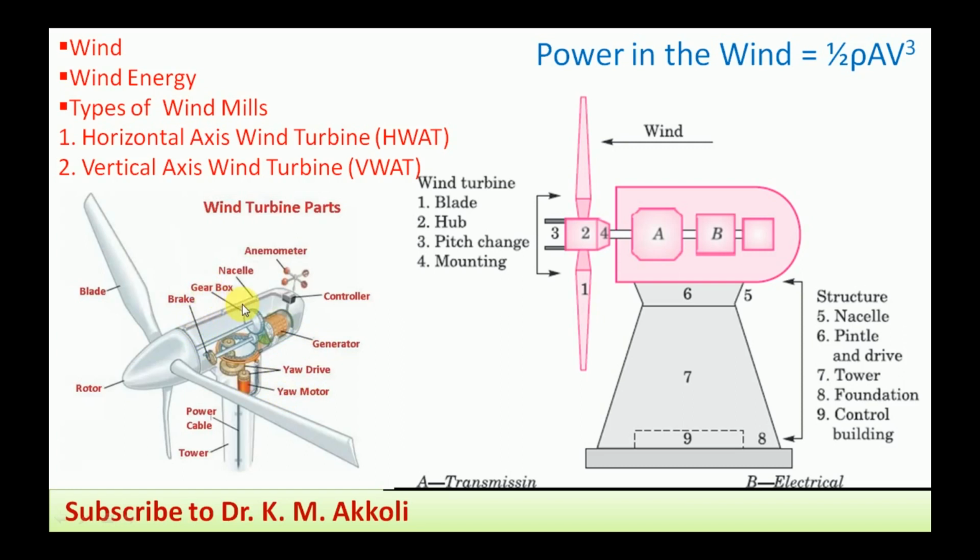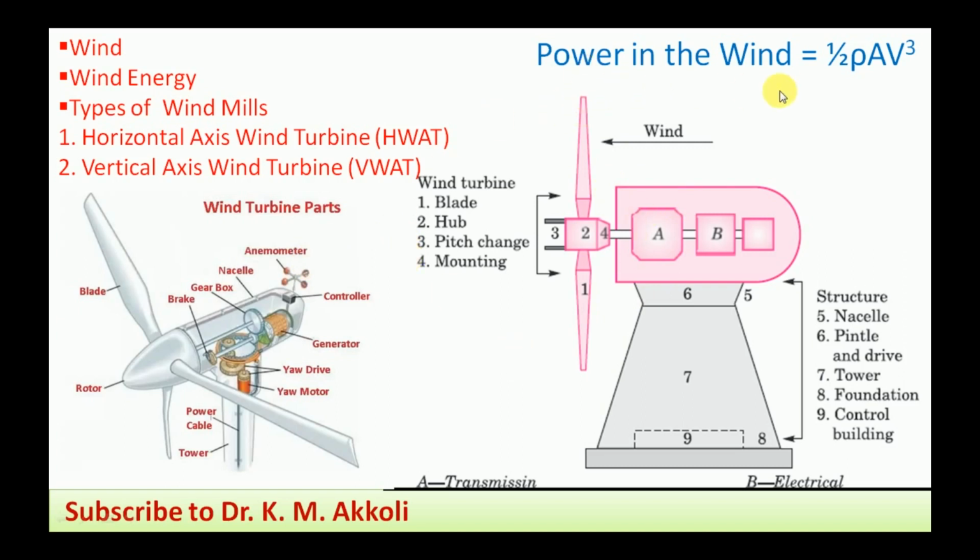This is the gearbox, used to increase or decrease the speed. The nacelle is the total housing for all these components. This controller controls the generated power. Then the anemometer, which is the device used to measure the speed of the air. This is how the working of the wind turbine takes place, concerning the horizontal axis wind turbine.